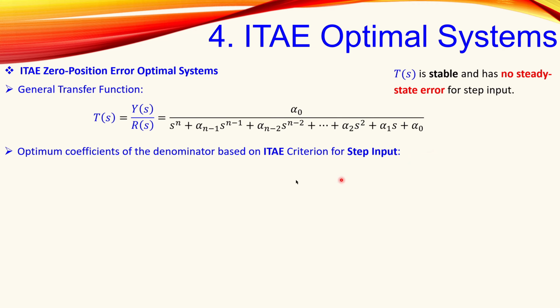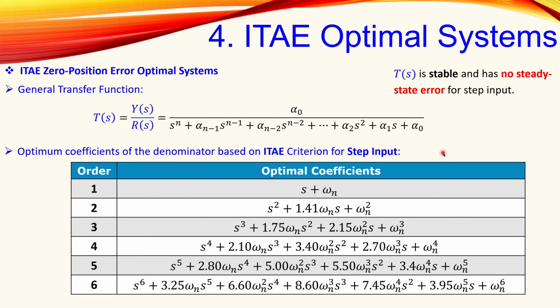The optimum coefficients of the denominator based on this criterion for step input are given in this table. And these are the polynomials you will need to use in the denominator of your system. So this is for the first order, for the second order, third, etc. Up to sixth order are shown here. It depends on omega n. So if omega n is changing, you can just add this here. This is just, let's say, a template format given in terms of omega n.